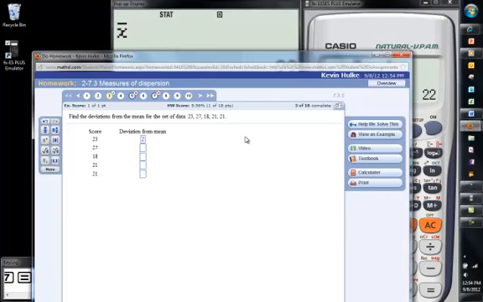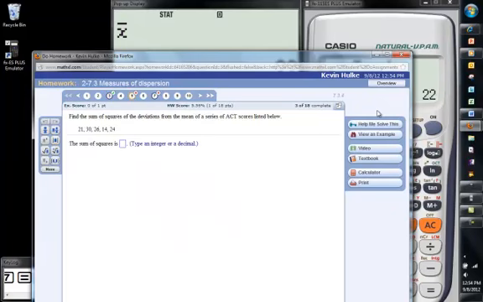So this is 1 above the mean, the average. This is 5 above the average. This is 4 below the average. This is 1 below the average. And this is 1 below the average. When you add all those up, they should add up to 0.